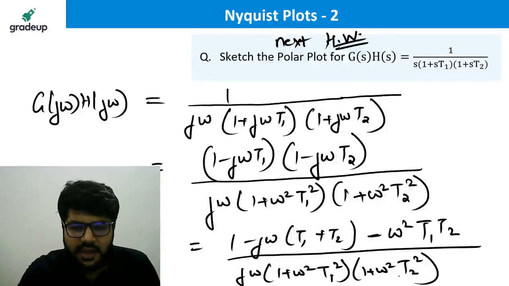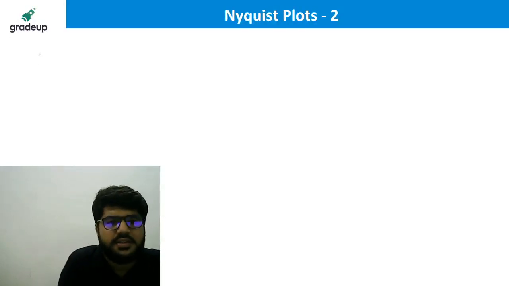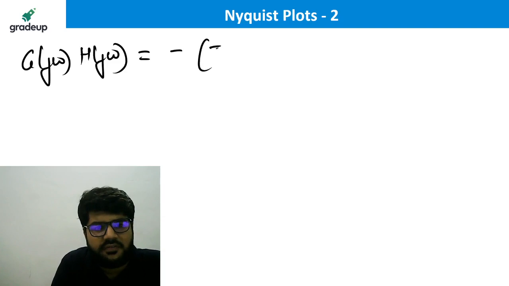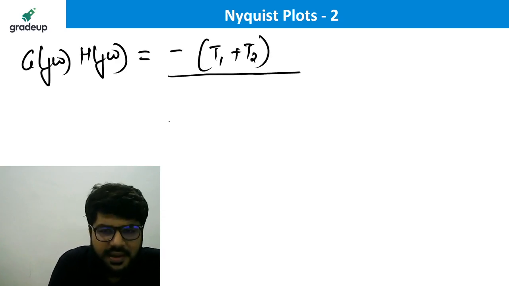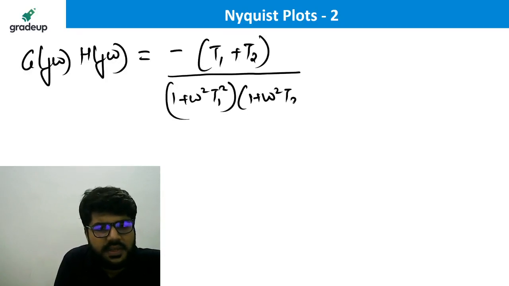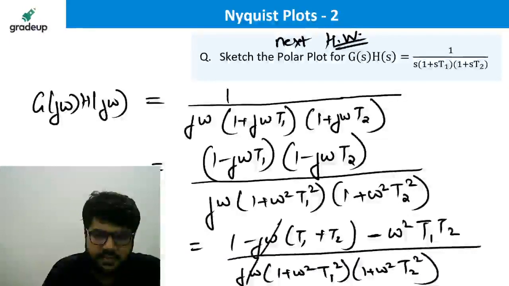Okay. Now divide by j omega. This j omega and this j omega will cancel. And if I split the term, that means this part will become real. So I have minus of (t1 plus t2) divided by (1 plus omega square t1 square)(1 plus omega square t2 square), after cancelling j omega, j omega.